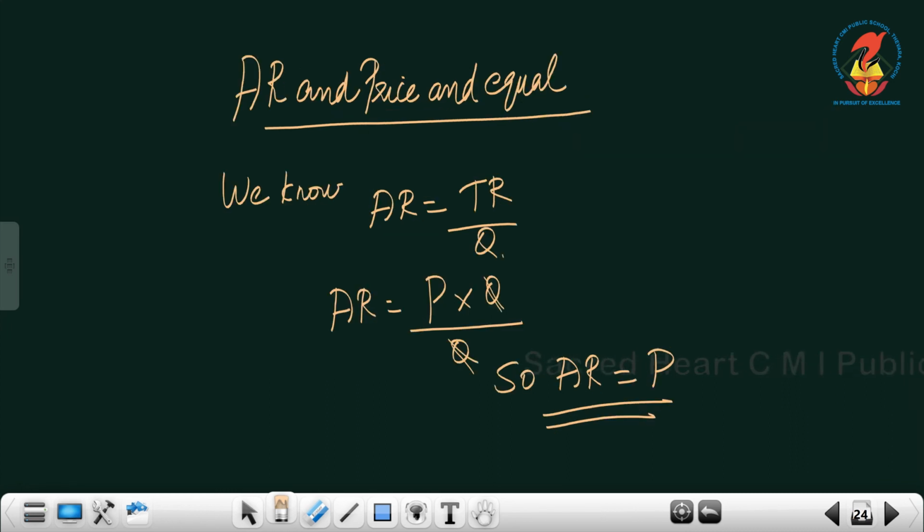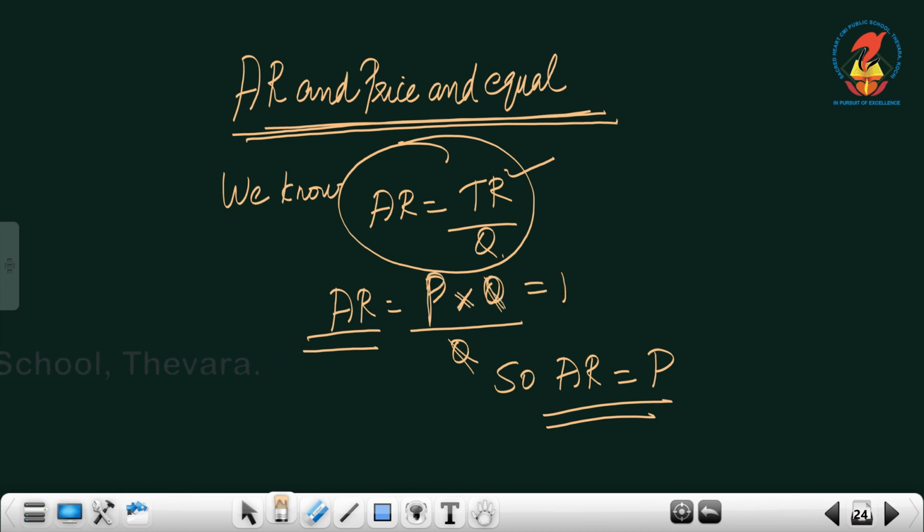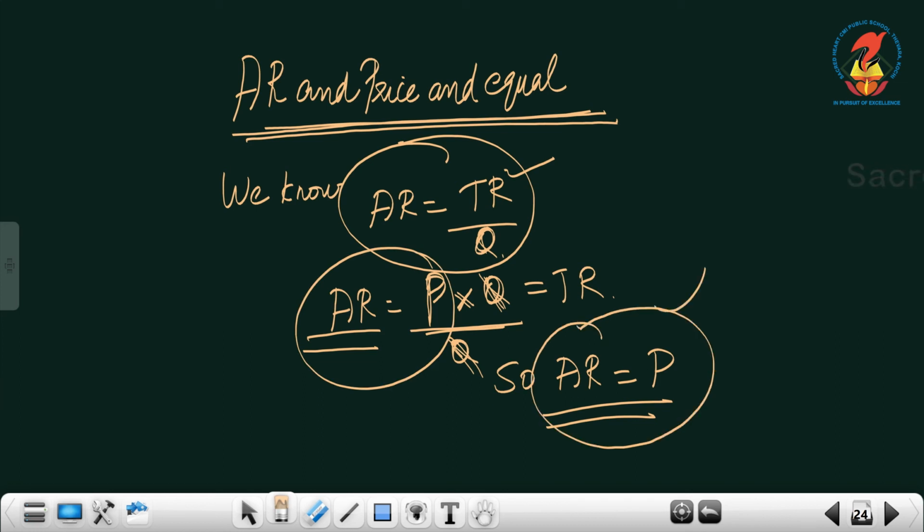Now the next one is, average revenue and price are equal. Why are average revenue and price equal? How will you prove that? AR is equal to TR by Q. We will expand this TR in the next step. TR is price into quantity, isn't it? AR is equal to price into quantity divided by the same Q. Q and Q will get cancelled. Therefore, what is left behind? AR is equal to P. Therefore, we can say AR and price are equal. I hope it is clear to you.